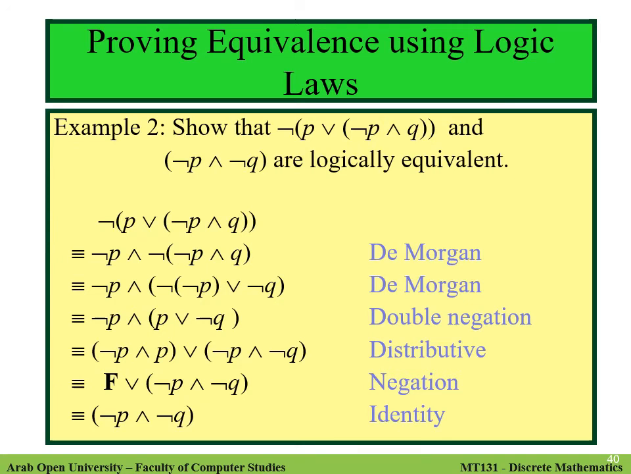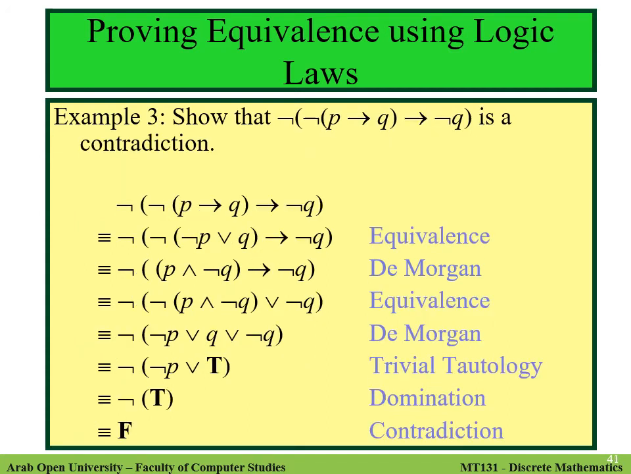So we started with the first statement, applied De Morgan law twice. We applied the double negation, the distributive law, the negation, and then the identity, and we end up with the second statement, and that proves that they are logically equivalent using logic laws. Here is a second example.